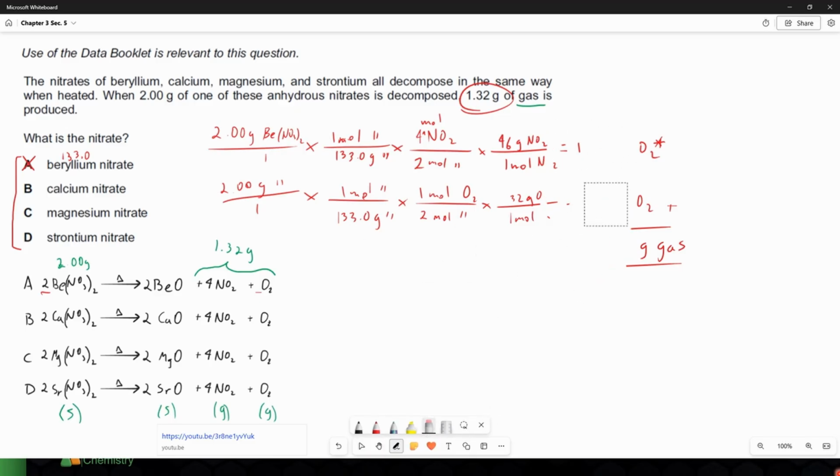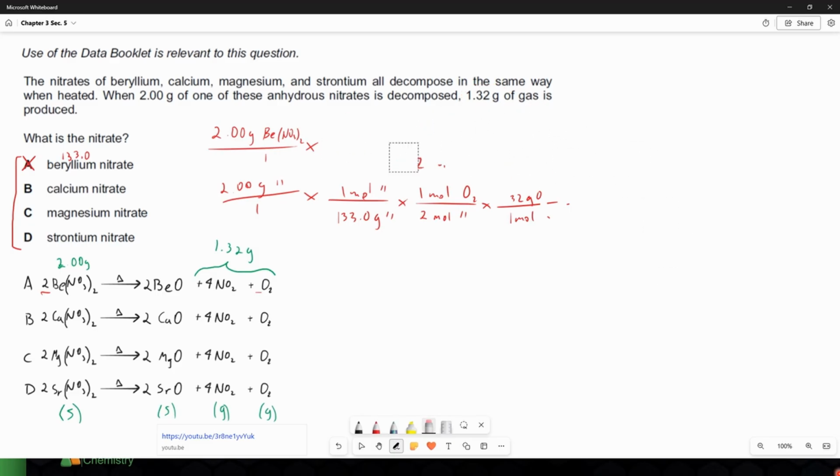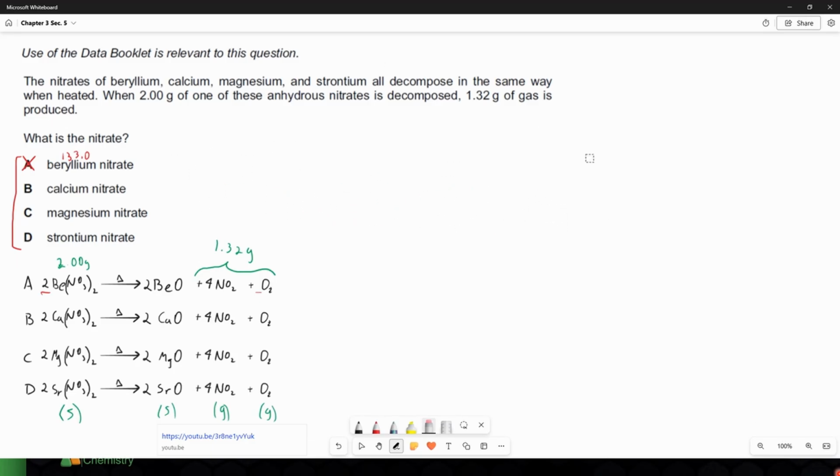So let's look at this using ratios. Now, what do I mean by using ratios? Well, here we are looking at the conversions of 2 grams of an anhydrous nitrate to 1.32 grams of gases. Well, we can look at the ratio that the molar masses of these different compounds will do or will get with the gases in order to figure out the answer.